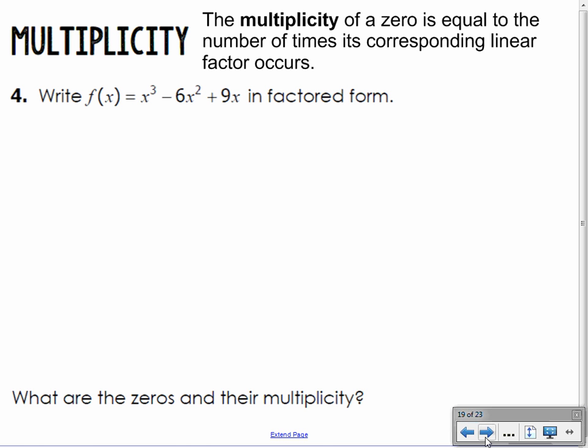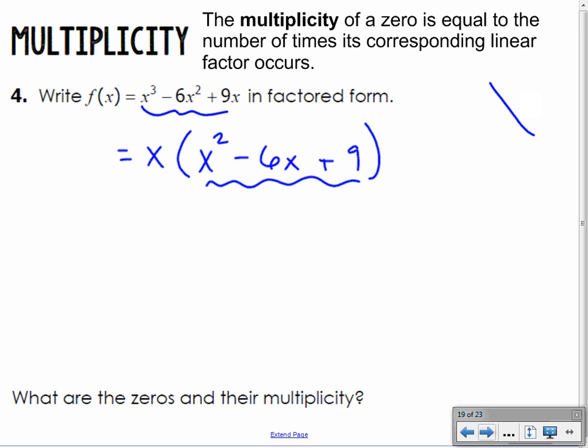Now, with polynomial functions, we're going to start seeing something called multiplicity. And multiplicity of a zero is equal to the number of times its corresponding factor occurs in the factored form of that polynomial. So new polynomial here, x cubed minus 6x squared plus 9x. So let's factor this first. Pull out a GCF of x, left with x squared minus 6x plus 9. Well, when I go to factor this part here, the two numbers that multiply to 9 and add to -6 are -3 and -3. So when I factor, I get two of the same factors. I get two factors of x minus 3.